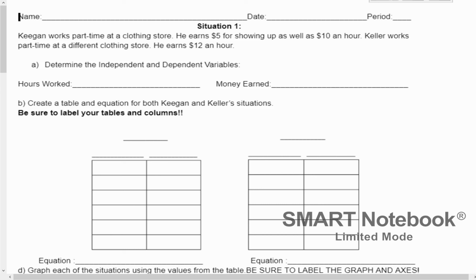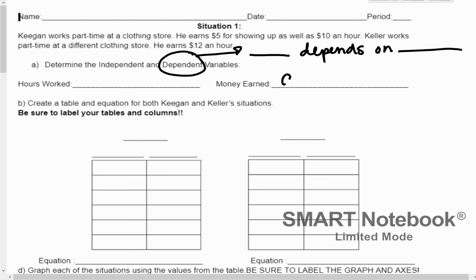First, we're going to determine the independent and dependent variables. So we're looking at the number of hours worked and the money earned. Remember, for the dependent variable, we want to use the phrase "blank depends on blank." So our dependent variable depends on our independent variable. The amount of money that they earn depends on how many hours they work, since they get paid each hour. So our money earned is our dependent, and our hours worked is our independent.